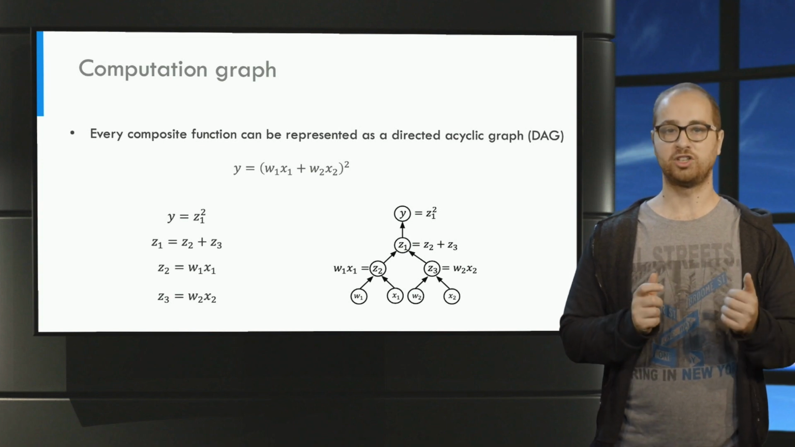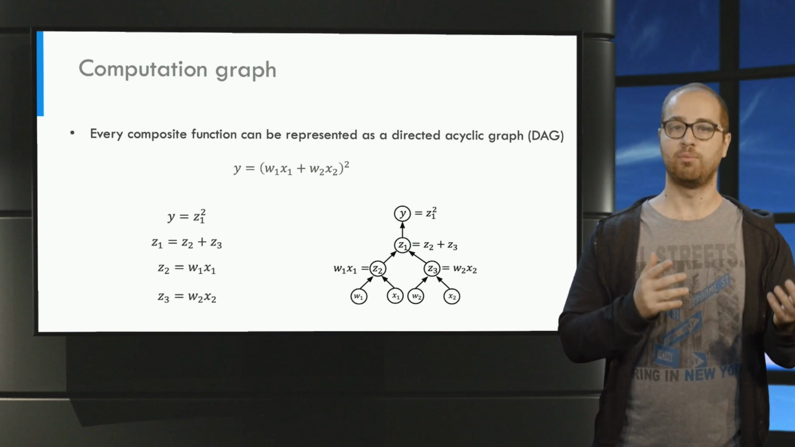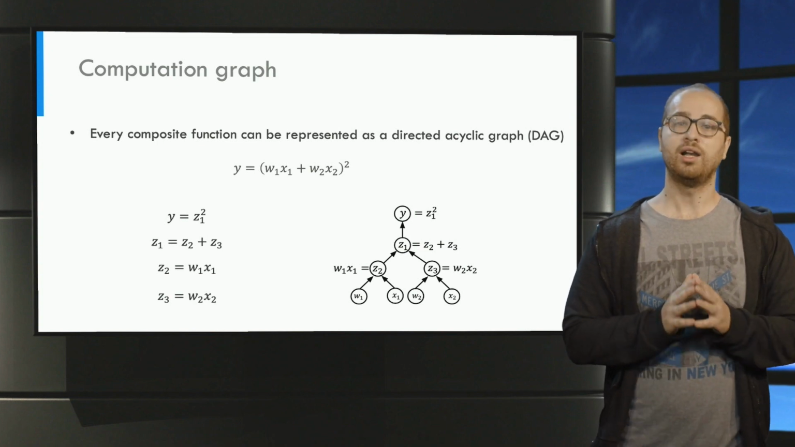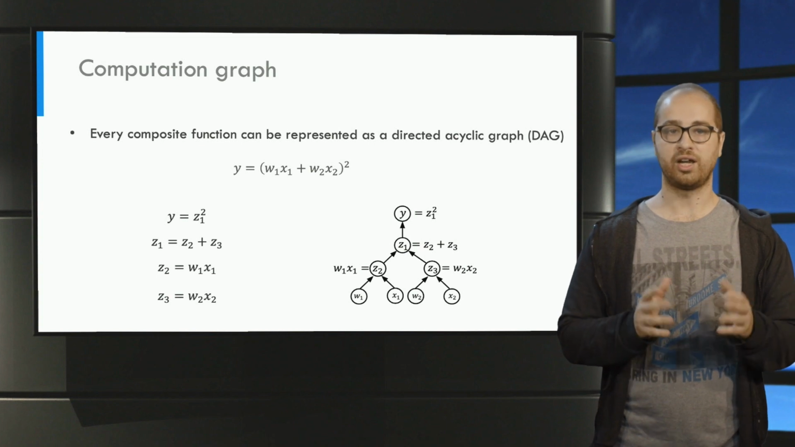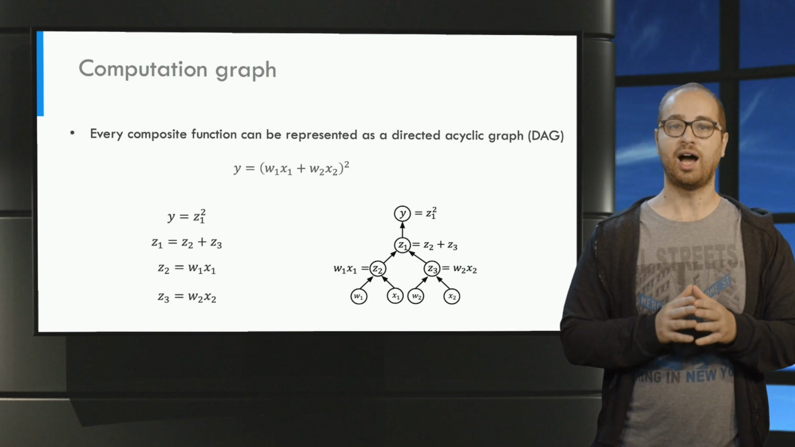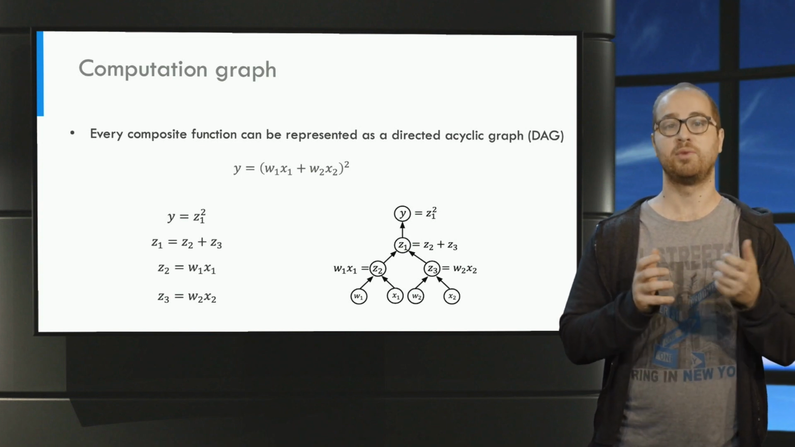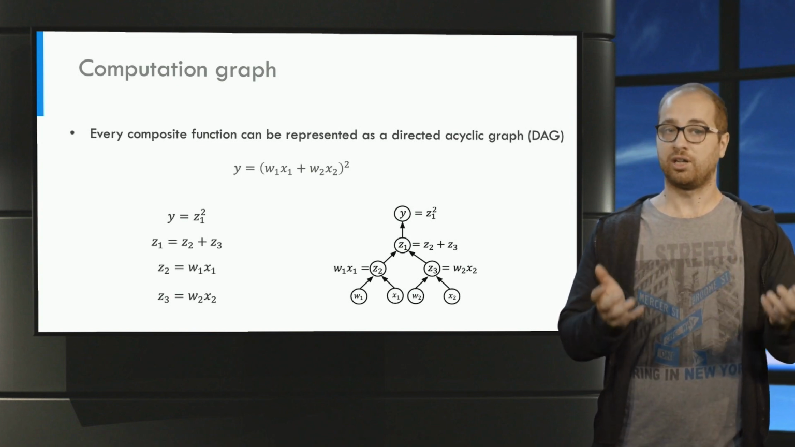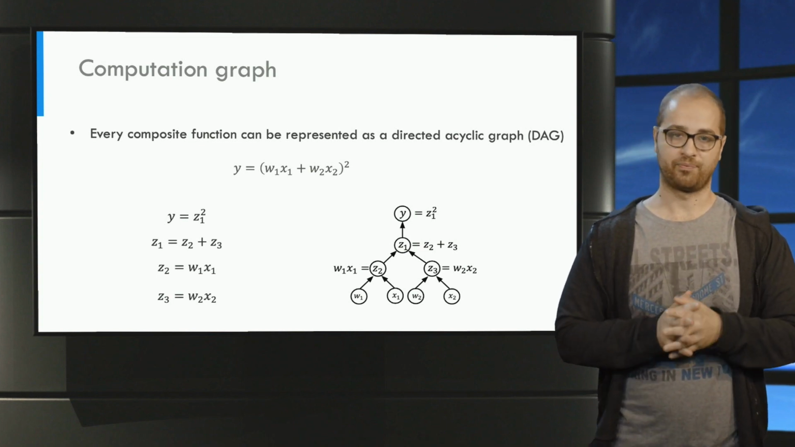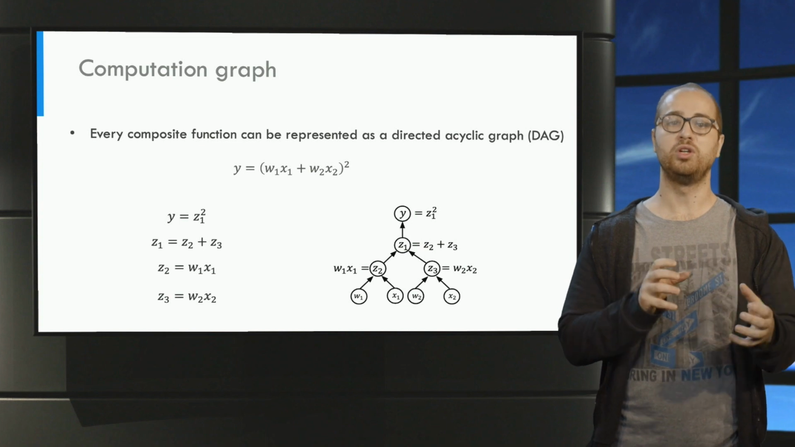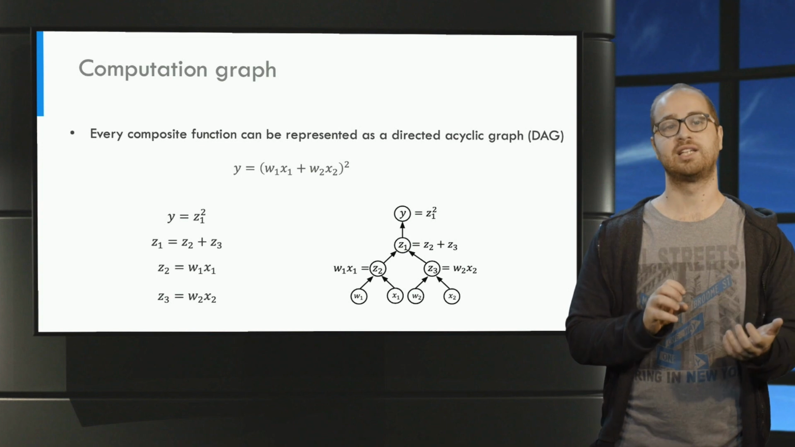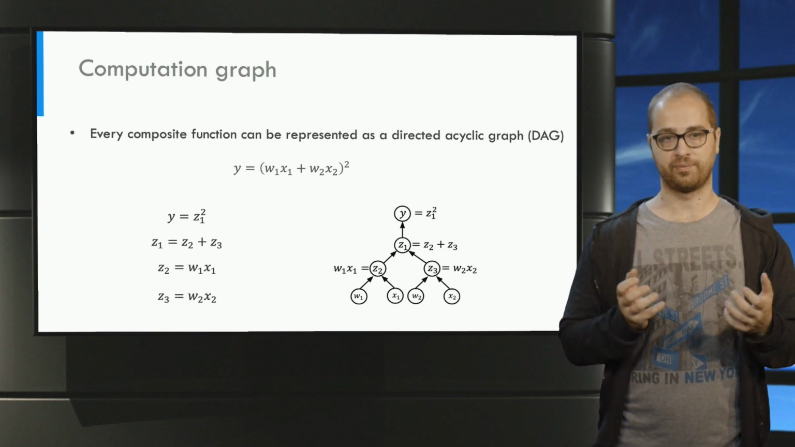We consider the function y equal to (w1x1 + w2x2) squared. Let's start with the internal operations, in this case w1 times x1 and w2 times x2. As x1 and w1 are elementary units, scalars or variables, they define the leaves of the graph. Any operation between these units gives rise to the parent nodes. The parent nodes are then summed, and finally the result is squared.